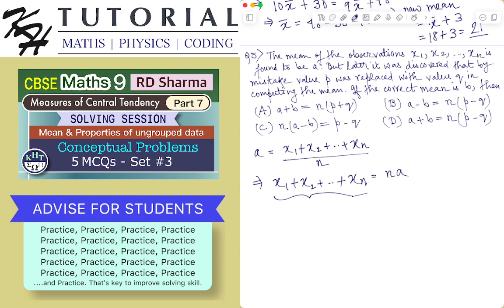So then I can say that the correct sum of observations has to be... NA is the sum of the observations where the value P was replaced by Q.